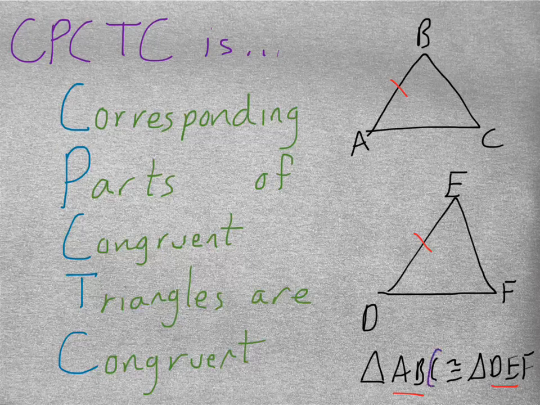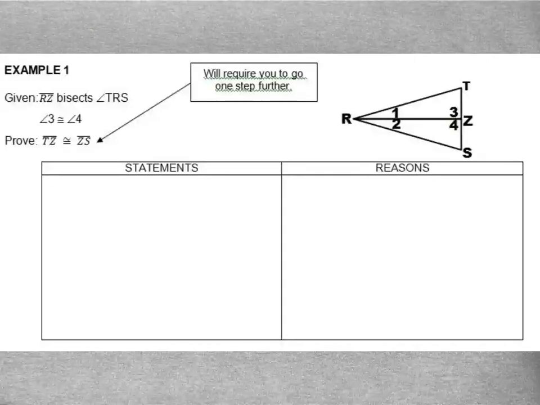Likewise, because C corresponds with F, then angle C must be congruent to angle F. Those are corresponding parts, and they are congruent, because the triangles are congruent. Got it? Okay, so let's look at how this looks in proof form.